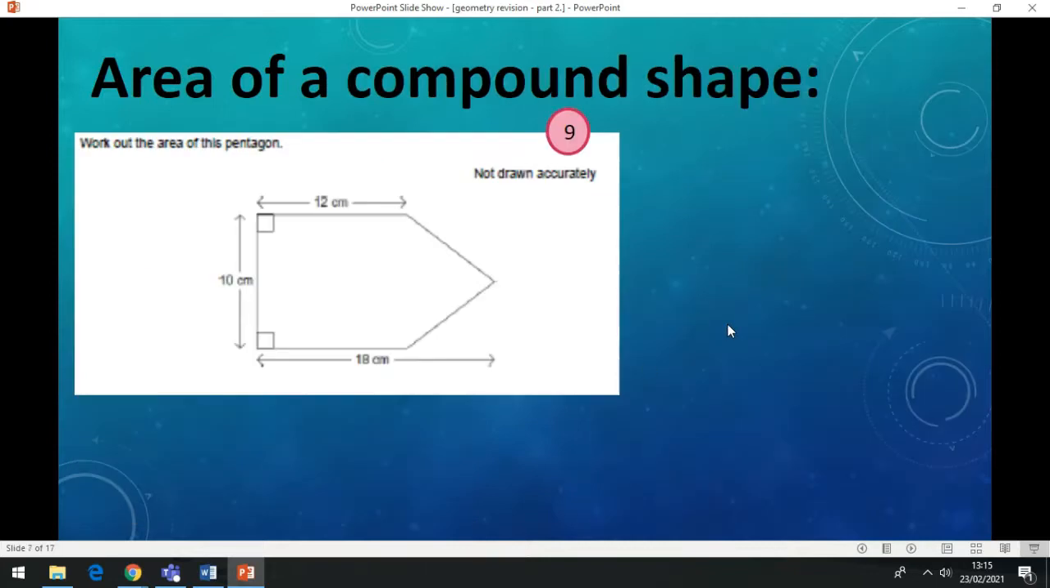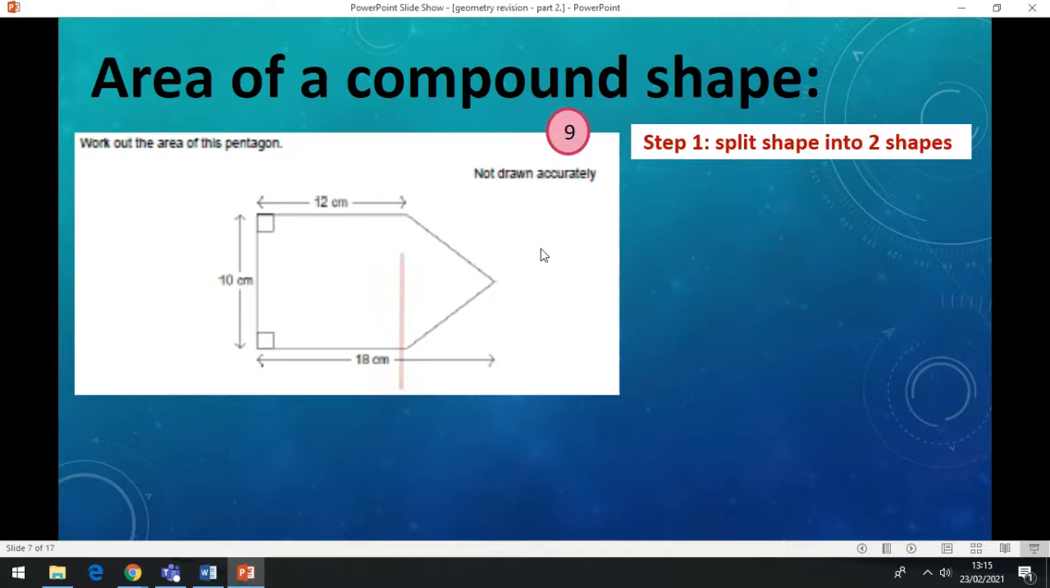Now, quite often in GCSE questions we will have shapes that we know how to find the area of put together. So a compound shape is when two or more shapes are put together. So here, when it says work out the area of this pentagon, we actually need to split that into shapes that we do know how to find the area of. So if I put a line here, I've now got two shapes. I've got a rectangle, I know I can find the area of a rectangle, and I've got a triangle, and I know I can find the area of a triangle. So I now find the areas out separately.